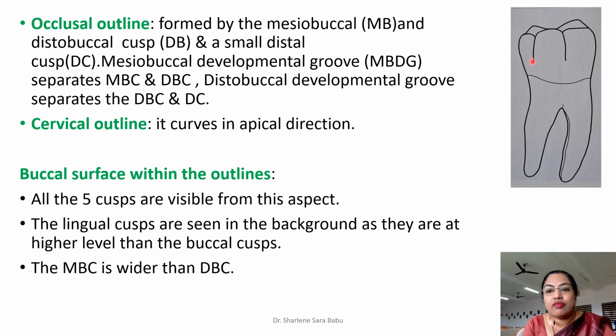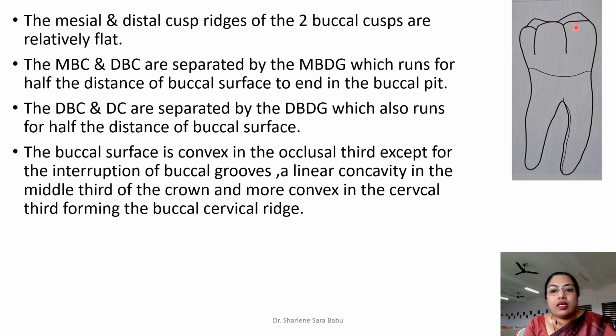Next, the buccal surface within the outline. All the 5 cusps are visible from this aspect. The lingual cusps are seen in the background as they are at a higher level than the buccal cusps. The mesiobuccal cusp is wider than the distobuccal cusp. The mesial and the distal cusp ridges of the 2 buccal cusps are relatively flat.